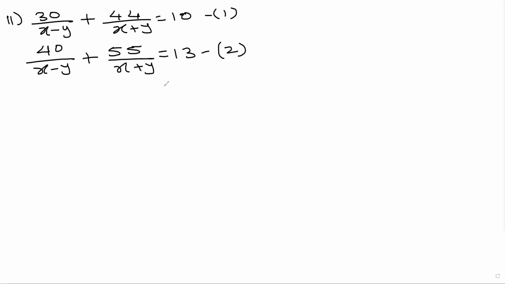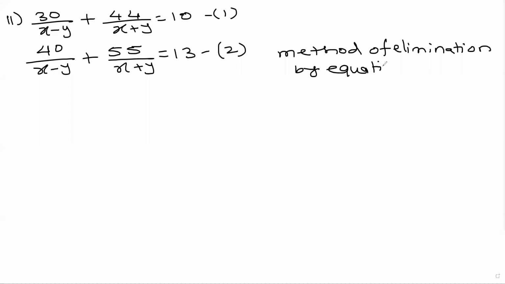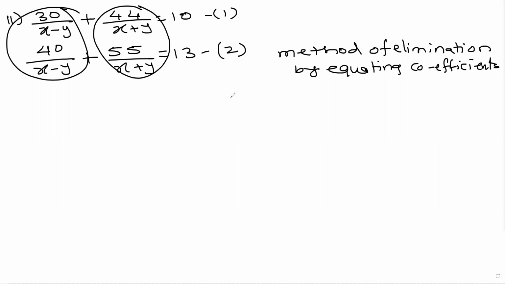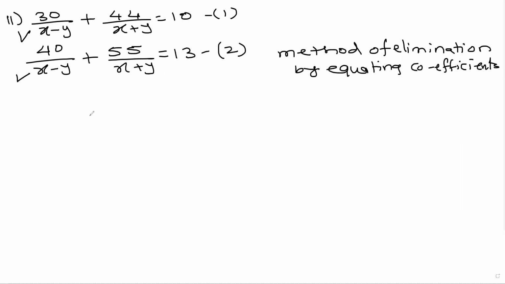So can you tell me, if we use the method of elimination by equating coefficients, which coefficient should be equated, this one or this one? Which one is easier? Look at the numerators. Sir, first one. Upon x minus y. Yeah, absolutely. First one, x minus y. Equating is easier.